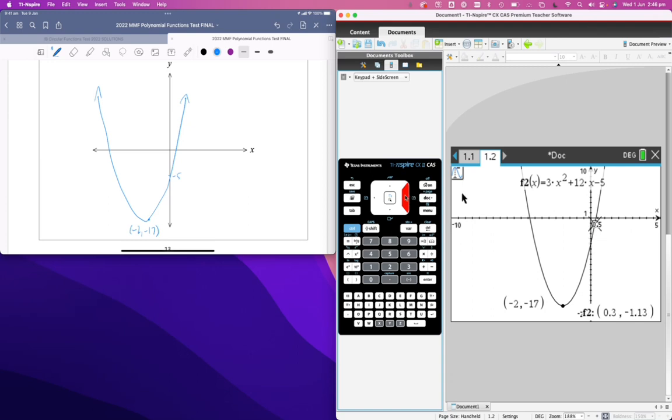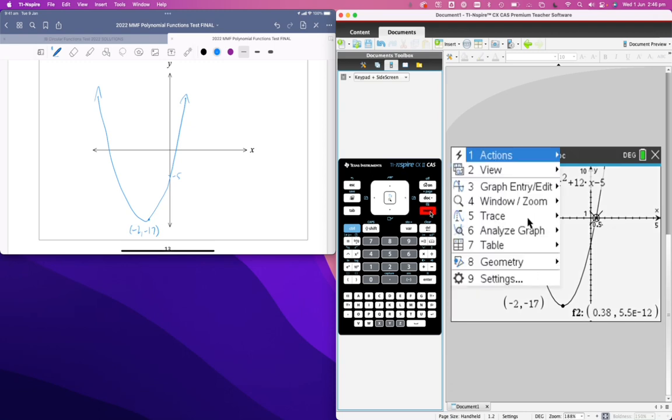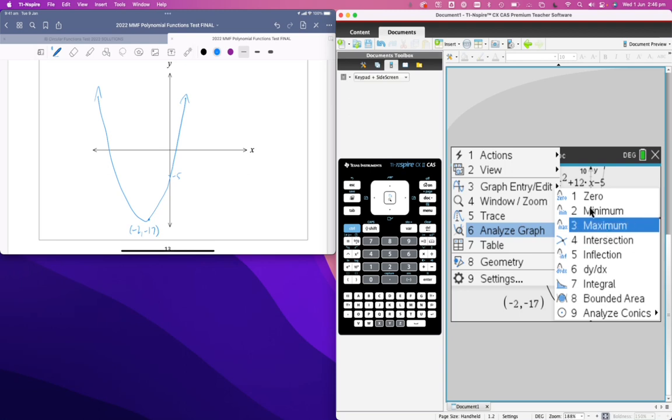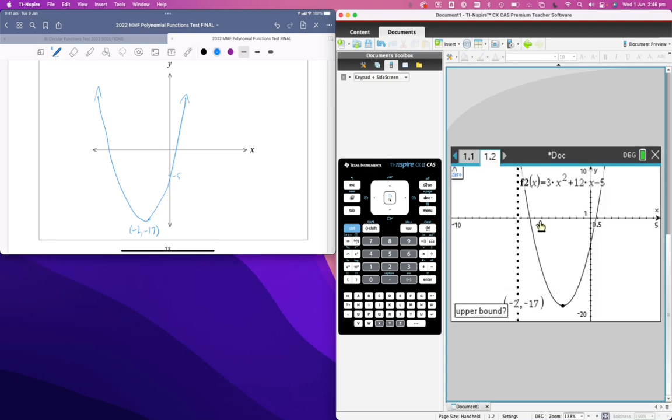And if you were asked to find the x-intercepts, you can do that this way as well. So 0.38 would be one of them, and you can do the other one here. Or of course, you can go Menu, Analyze Graph, Zero, and then just drag either side, and there would be the other x-intercept. But you didn't have to do it for this question, but I'm just saying that's how you would do it.